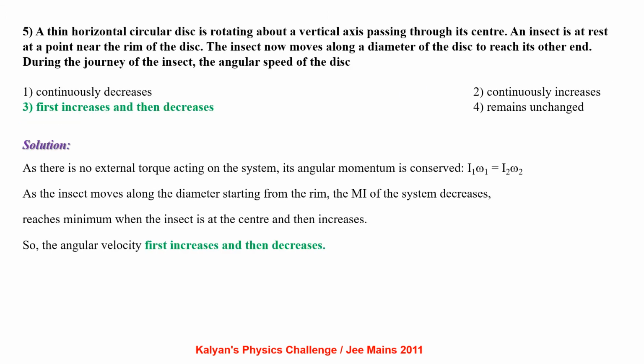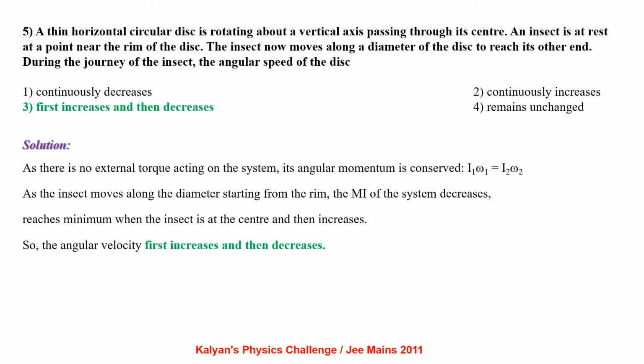A thin horizontal circular disc is rotating about a vertical axis passing through its center. An insect is at rest at a point near the rim of the disc. The insect now moves along the diameter of the disc to reach its other end. During the journey of the insect, the angular speed of the disc will.